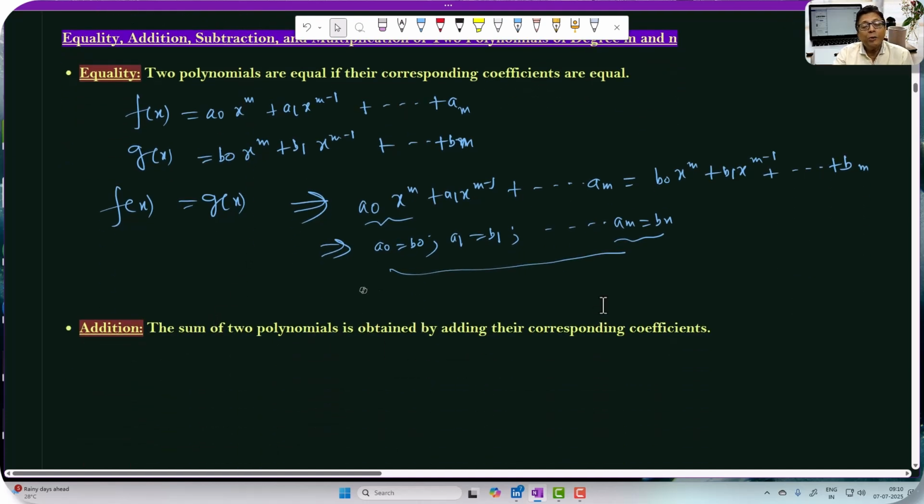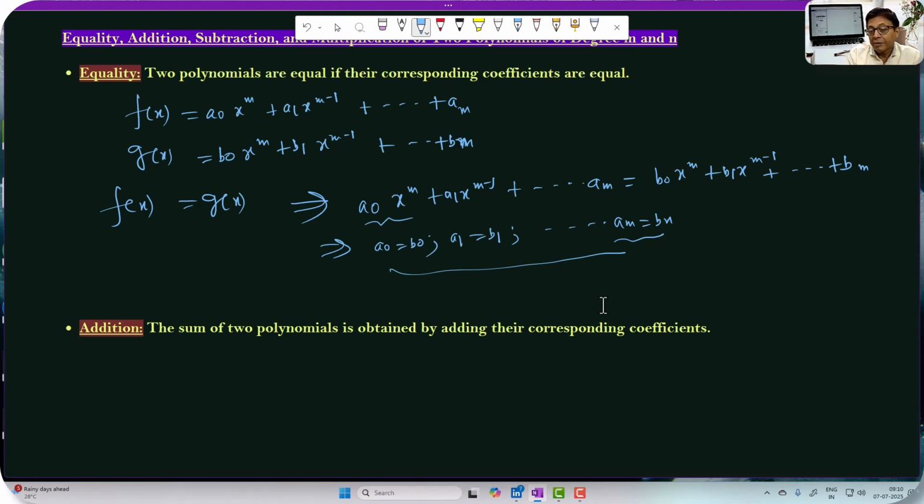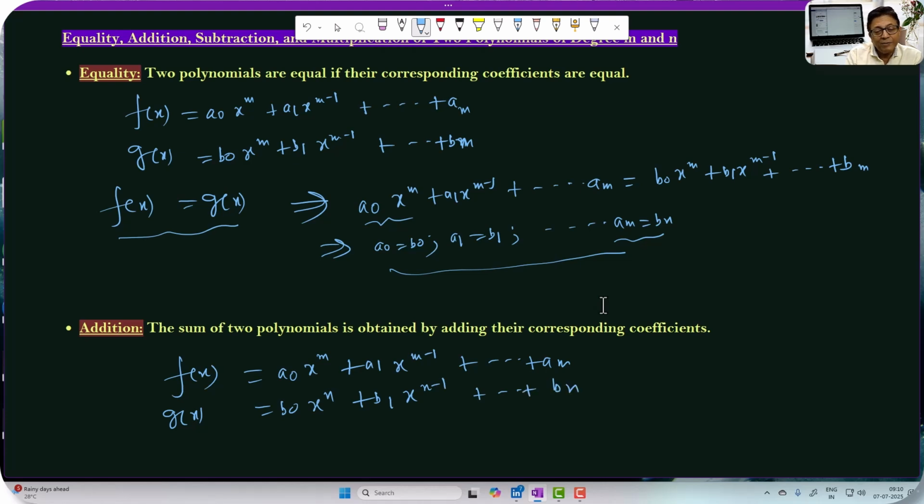Now how to add two polynomials? The polynomials can have two different degrees. In this case when you compare, they are of equal degree, but here it is not. Let f(x) equal to a0 x^m + a1 x^(m-1) + ... + am, and g(x) equal to b0 x^n + b1 x^(n-1) + ... + bn.